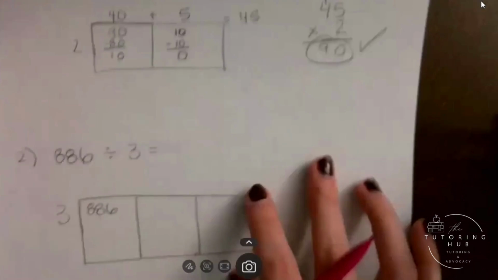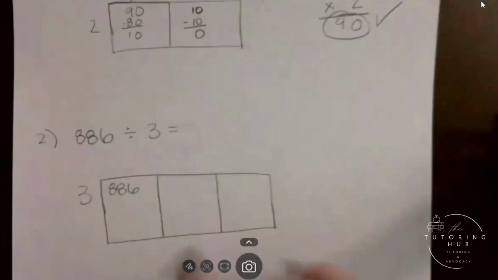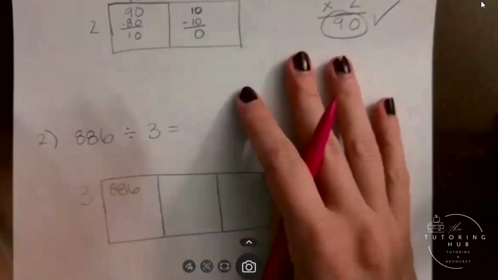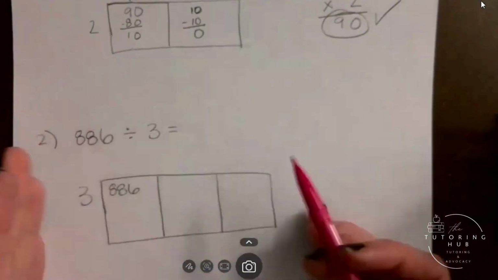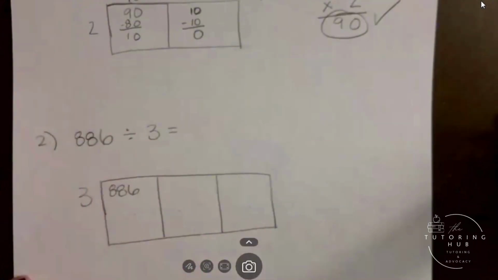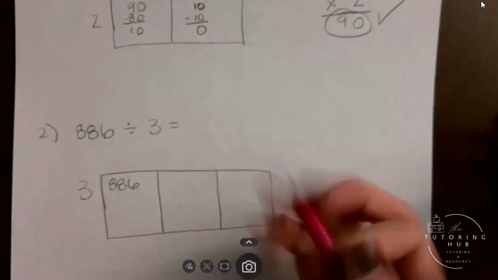All right, now we're going to move on to a 3-digit divided by 1 digit, okay? And we're still using the area model if we are unsure on our standard algorithm, just to break it down piece by piece. Okay, so I have 3 boxes. 1, 2, 3. This is a 3-digit number, so I'm going to have something in every box, okay? Now, I put my 3 on the outside. I start with 886, and now I'm going to start with that first digit.